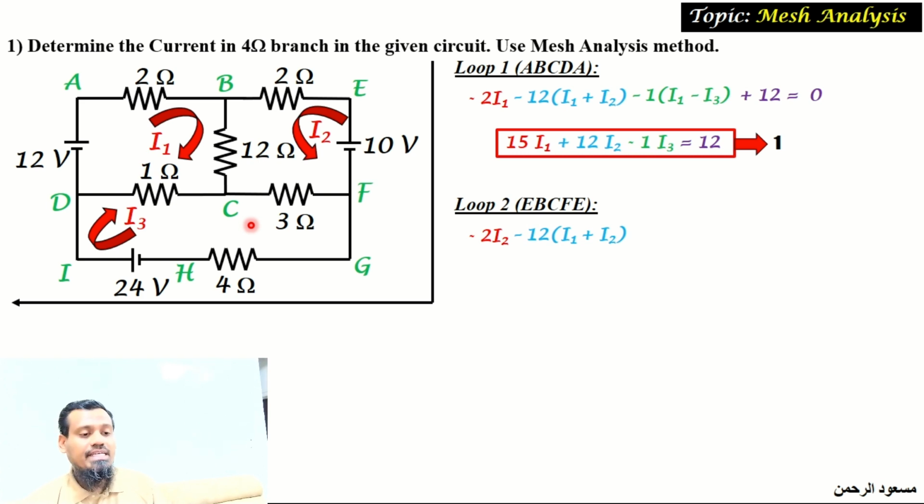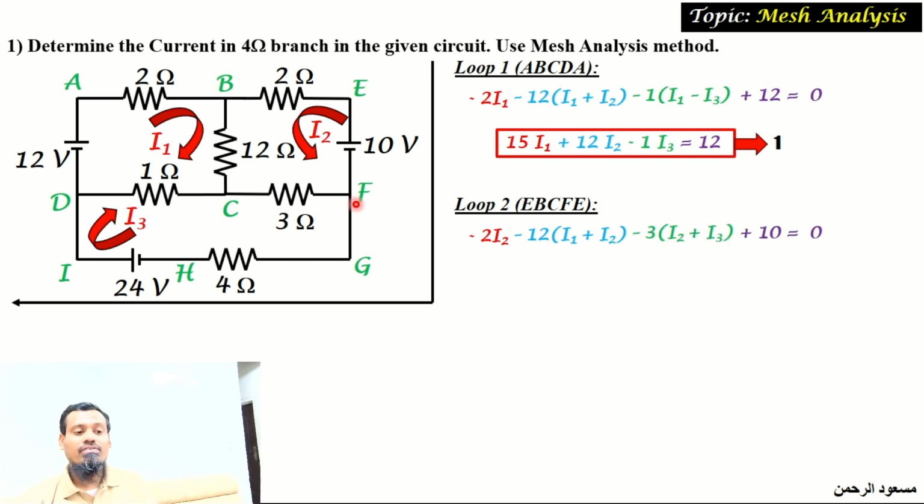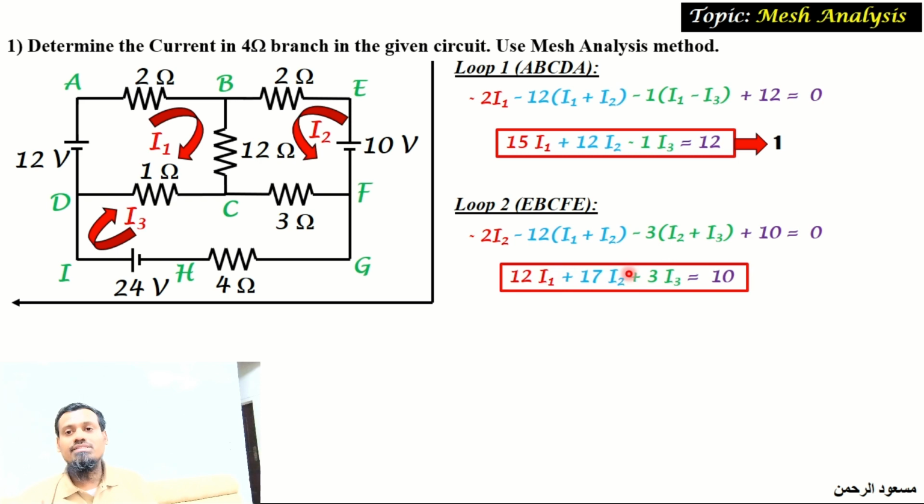And when you travel from C to F, there is a 3 ohm resistor and two currents are dealing, I2 and I3, and these two currents are in the same direction. So the current through the 3 ohm resistance will be I2 plus I3, and the travel direction is aligning with the current direction, so it is again a potential drop: minus 3 of I2 plus I3. Travel from F to E, there is a battery. According to the assumed current direction, the current flows internally from minus to plus. It is a potential rise of 10 volt, which is equal to 0. Manipulating and simplifying the written equation, you will end up here, which is equation number 2.